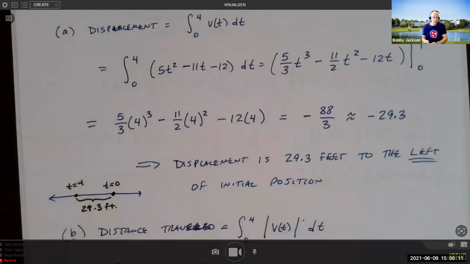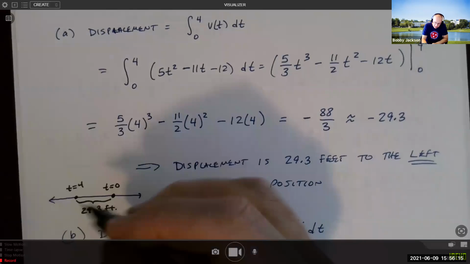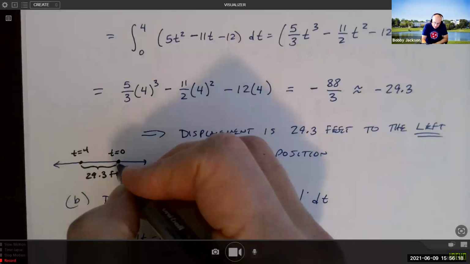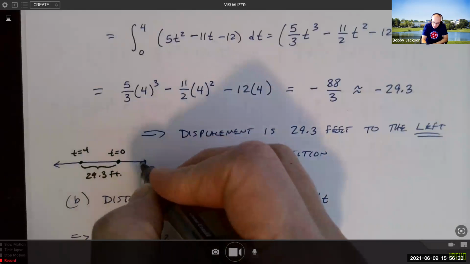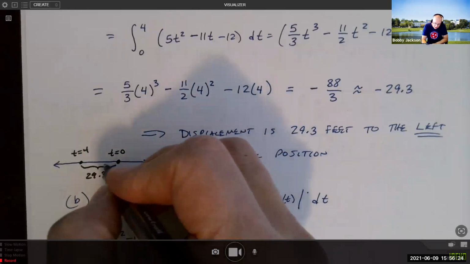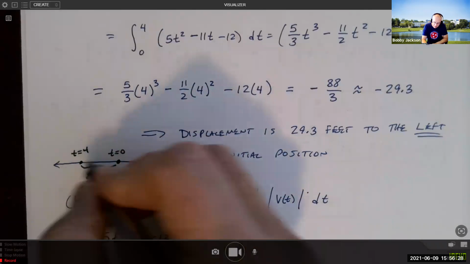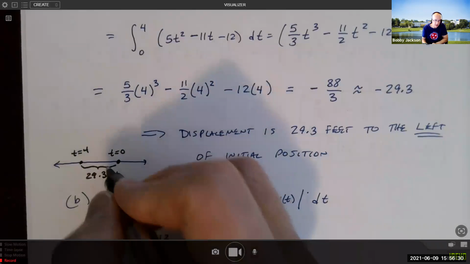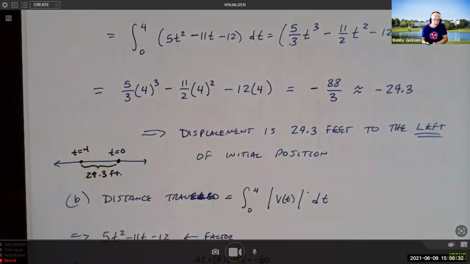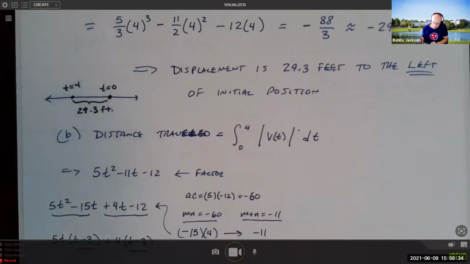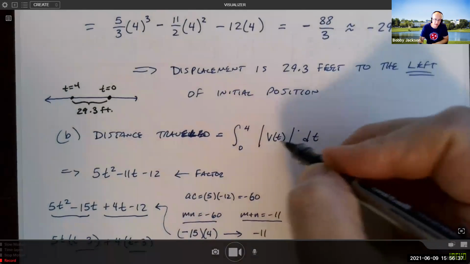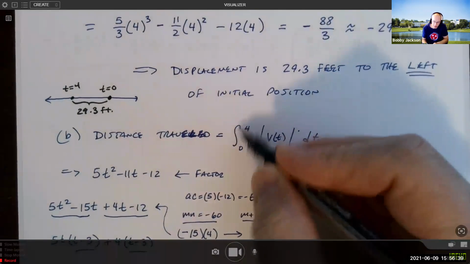So that's the displacement, but that's not necessarily the distance traveled, because the path might not be just going from here to here, but I might say, well, let me go this way and then stop and turn and go this way, and then stop and come all the way back. And by time 4, I'm here. So I've traveled a lot further than my actual displacement. So how do we find distance traveled? Well, it's the absolute value of that velocity function integrated over the same interval.